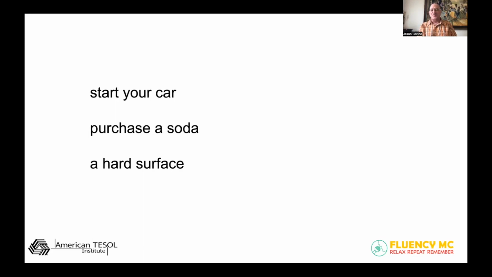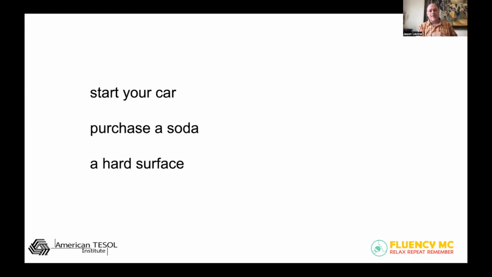I mentioned purchase a soda, and not wrong, but sounds a little strange. But a hard surface, a difficult surface. We're back to the start your car. We don't begin your car and we don't begin your surface. So that means that in these cases, it's not synonymous, all right? There's another meaning. And then we're looking for synonyms of start your car, I mean, ignite the engine, start the engine. Oh, start a fire, begin a fire. So we're into another category of synonyms.